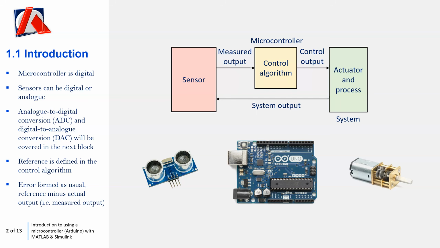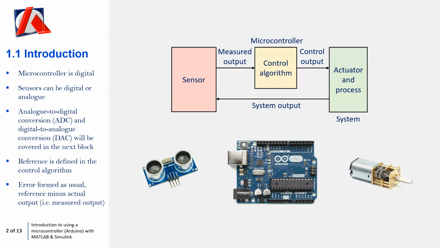So you'll see on this slide, you have a microcontroller in the yellow square, where you've got a control algorithm within that. What you'll see as well is to the left, you've got sensors, so you've got a measured output being fed into the control algorithm, and then coming out of the control algorithm is the control output, which is then the signal that is the input to the actuator and of course the process. And then the system output is measured by the sensor, and then you can see the loop.